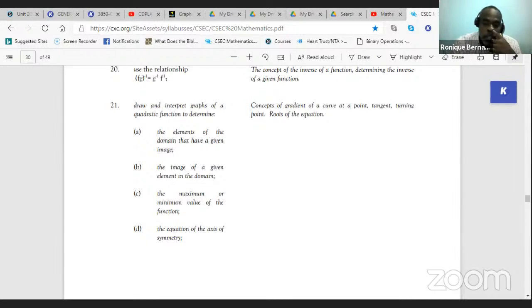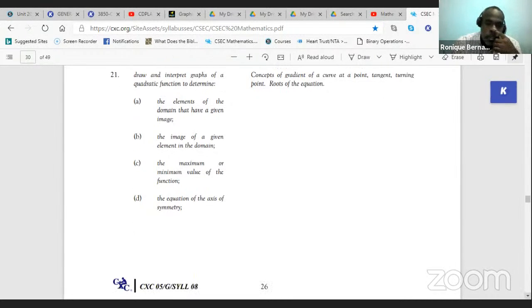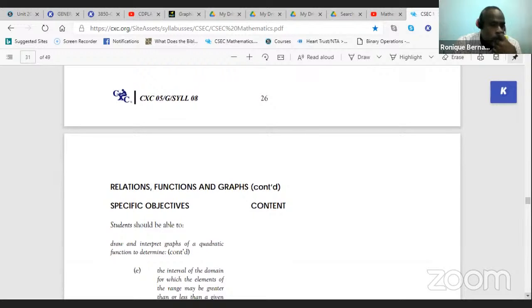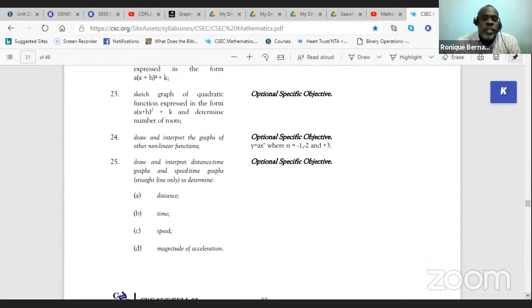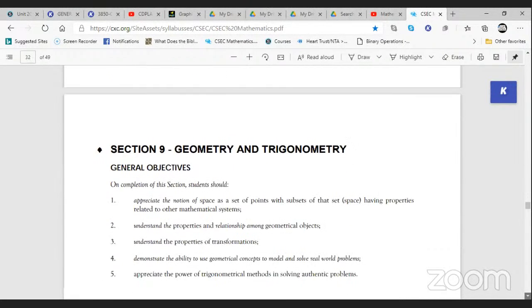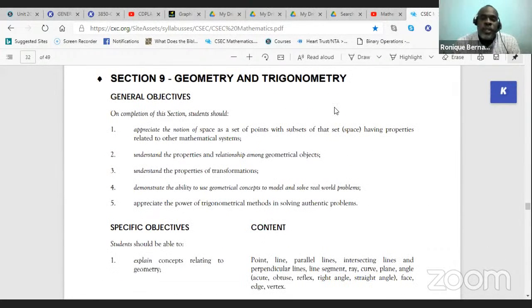All right. So we soon finish with section 8, and so revision will start. So students, you have to do your work. You have to do your work. We're working with the syllabus, we're following the syllabus, and that's what we're working with.